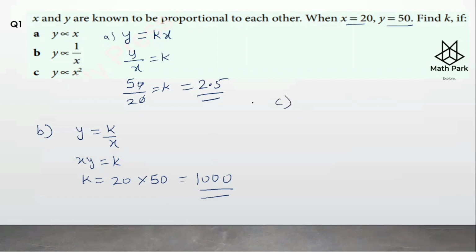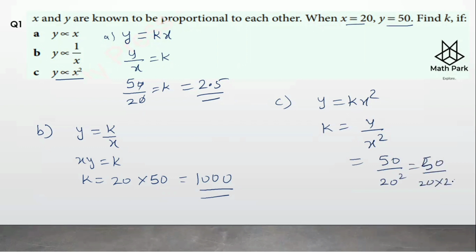Now let us do C. Y is directly proportional to the square of X. So we have Y is equal to KX square. So if I have to find K, then X square moves here. So Y upon X square is K. Put the values: Y is 50 and X square, that is 20 square, that means 20 times 20. So this is 50 upon 20 times 20.